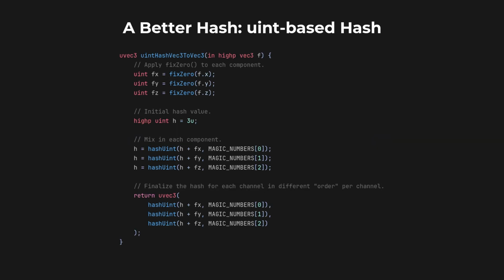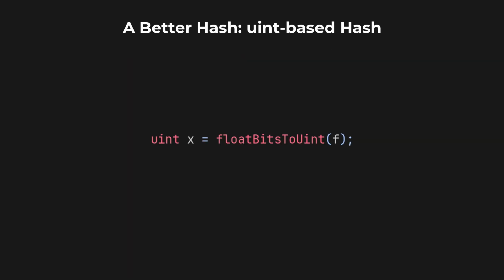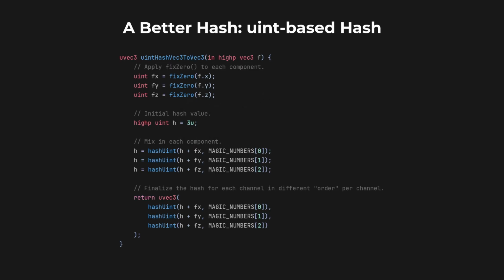With these issues in mind, here's the solution. A uint-based hash. It has 5 steps. First, we convert the float to a uint using float bits to uint, which gives us its exact binary representation. From there, work entirely with unsigned integers, since integer math is both fast and precise on GPUs.